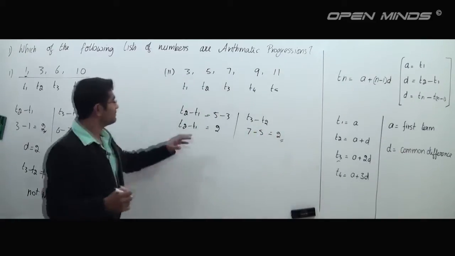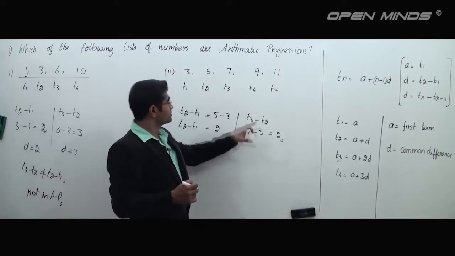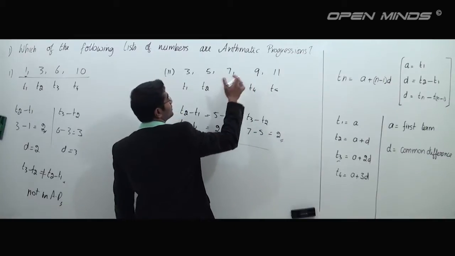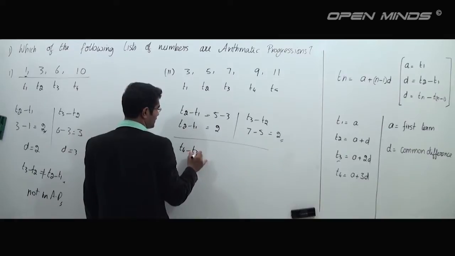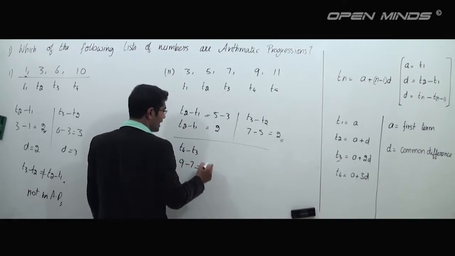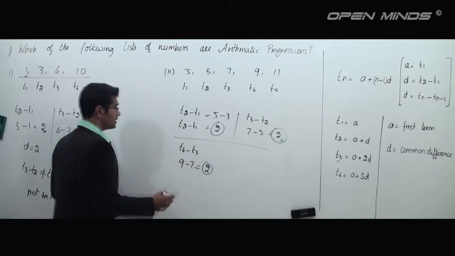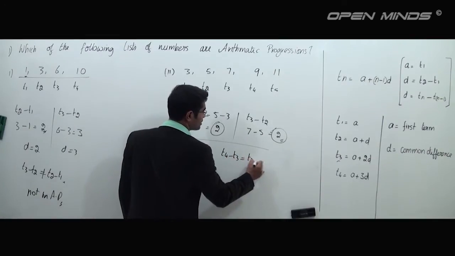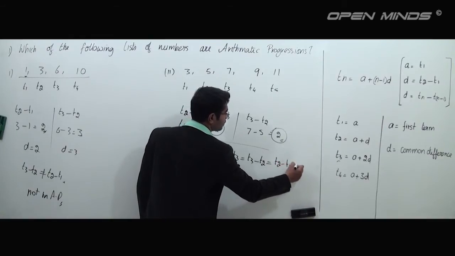Now you see that the difference between these two consecutive terms is 2. These two consecutive terms is also 2. Let's check with the other two guys. Let's take this as T4 minus T3. T4 minus T3 is what? That is 9 minus 7, is again 2. I can see the difference is same in all of them. So I can just write that T4 minus T3 is equal to T3 minus T2, and that is equal to T2 minus T1. So all of it is equal to 2.